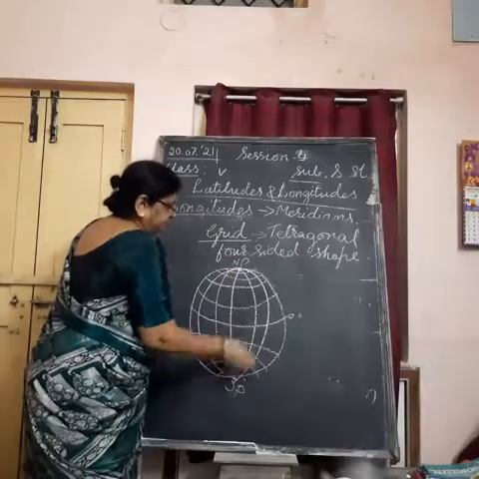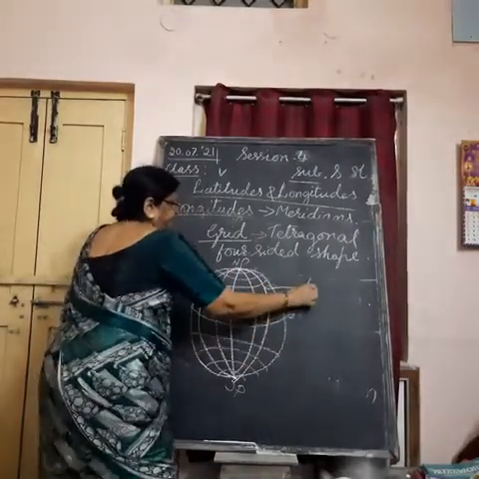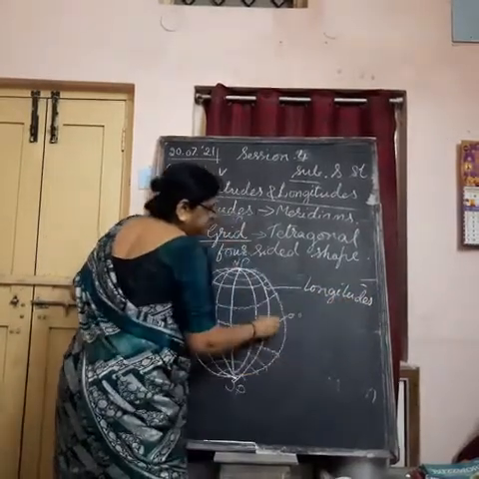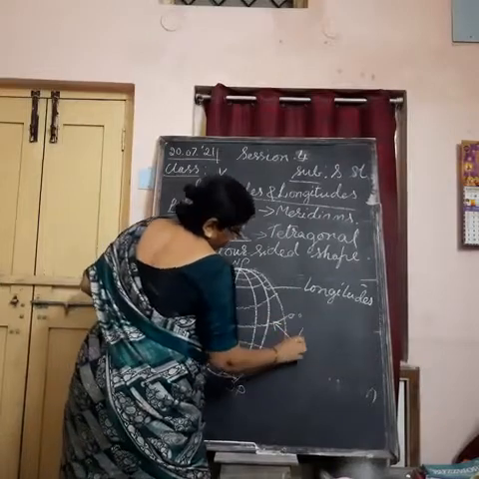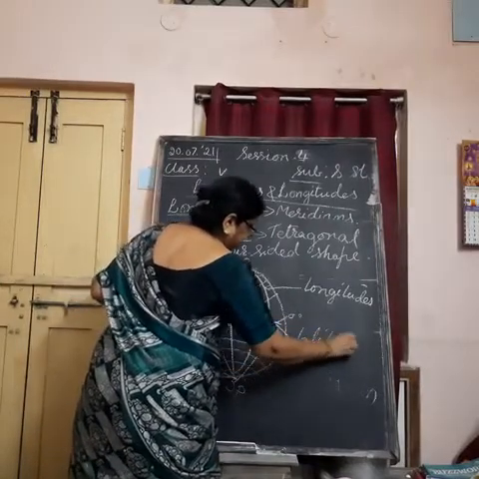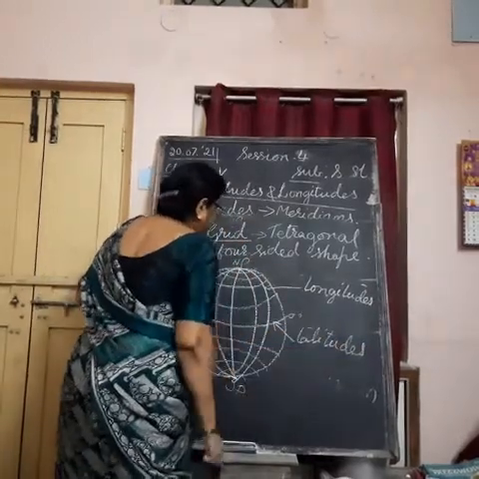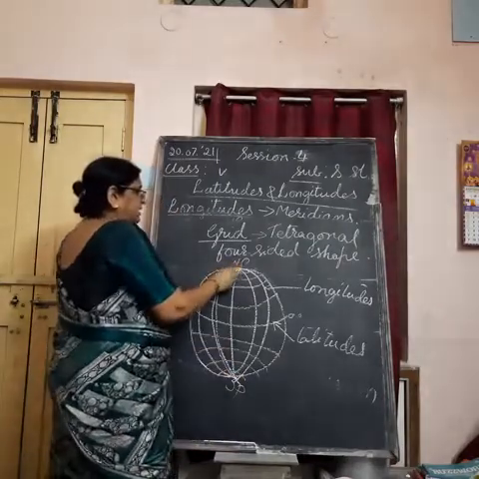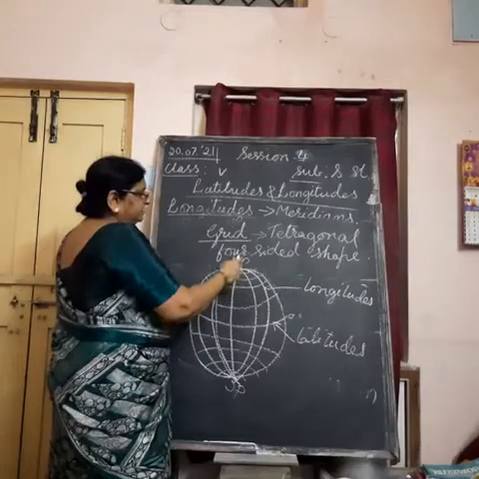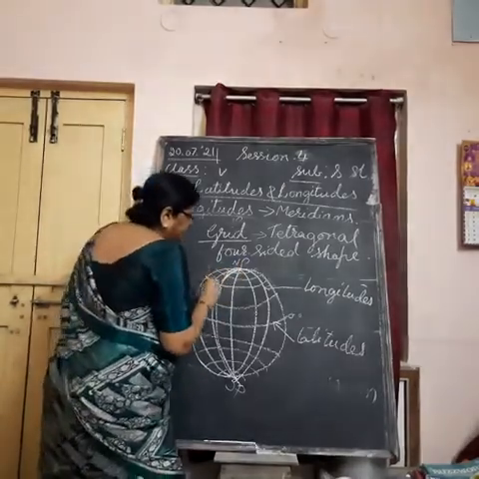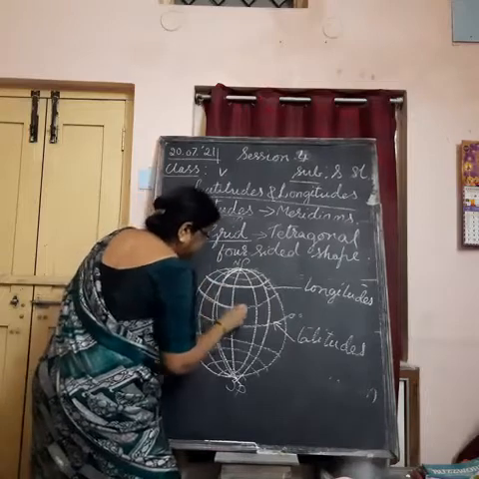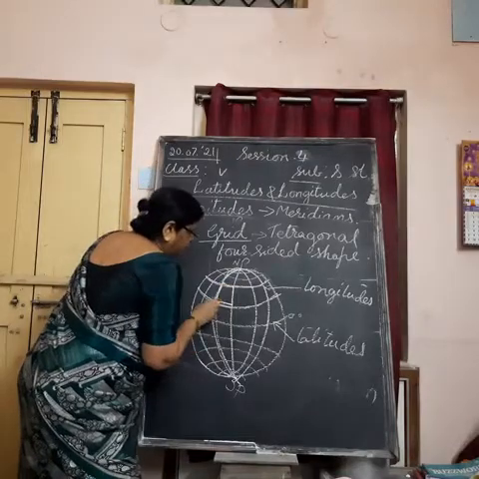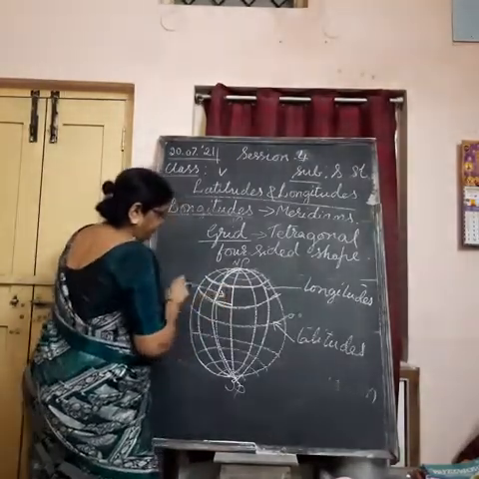These are longitudes. And these are latitudes. These longitudes and latitudes intersect each other. They cross each other. Longitude crosses latitude and latitude crosses longitude. In this way, latitudes and longitudes cross each other and form a four-sided figure called grid.